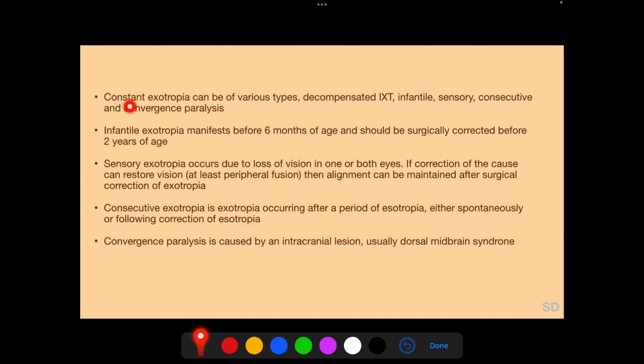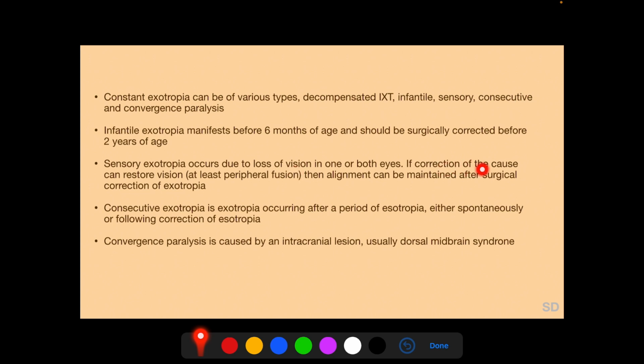Constant exotropia can be of various types, including decompensated intermittent exotropia, infantile exotropia, sensory exotropia, consecutive exotropia, and convergence paralysis. Infantile exotropia manifests before 6 months of age and should be surgically corrected before 2 years of age. Sensory exotropia occurs due to loss of vision in one or both eyes.